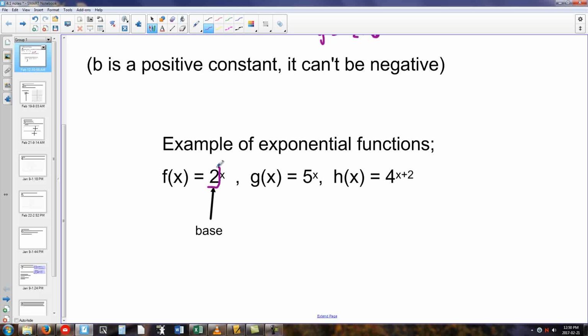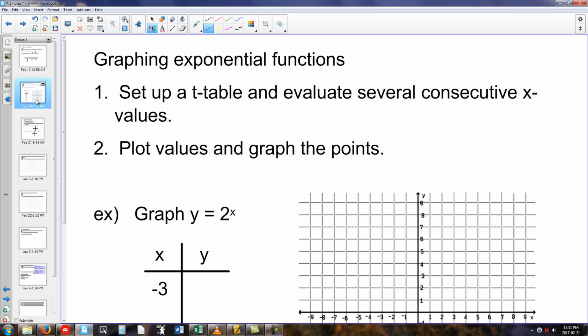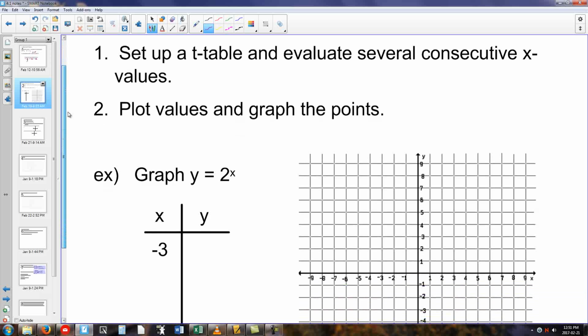Again, we call this number the base. So in one case it's 2, in another case it's 5, then it's 4. And then we have our exponent. It could be x, or it could be something like x plus 2. We'll talk about what that x plus 2 means. A lot of what we're going to do is focus on graphing, and you can graph these with a calculator. Pretty straightforward, just need to evaluate different data points. We can also do it by hand, and that's what I'm going to do here.